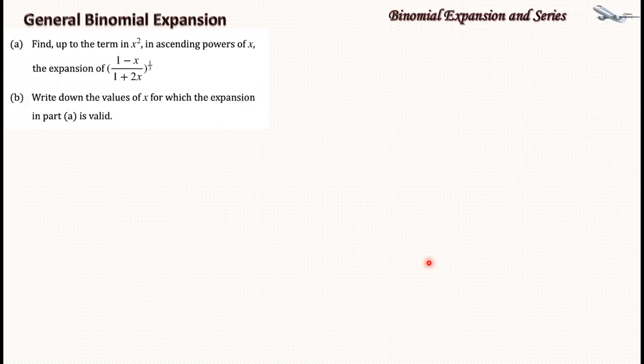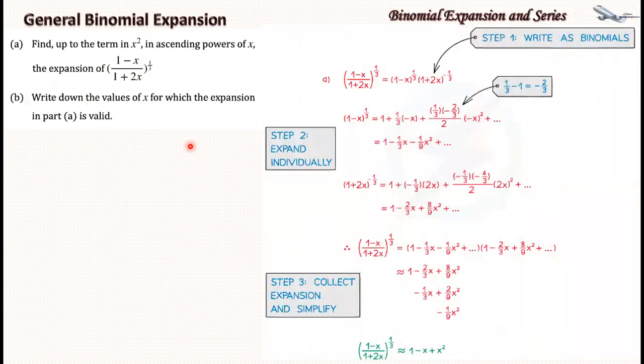Now find, up to the term in x squared, in ascending powers of x, this expansion, and write down the values of x for which the expansion is valid. So let's see what we do with this one. This one can be broken down into numerator times denominator in this form. I'm just emphasizing what to do now. So we have (1 minus x) to the power 1/3 into (1 plus 2x) to the power minus 1/3.